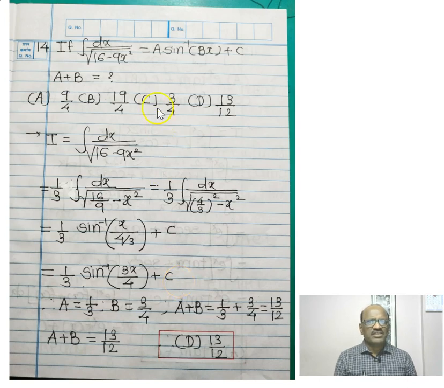And after comparing, you are getting sine inverse of bx, and the coefficient a is here. That is, a is equal to 1 by 3 and b is 3 by 4. And their sum, a plus b, is equal to 1 by 3 plus 3 by 4. Make the cross multiplication, then you will get 4 plus 9, that is 13 by 12. So a plus b is equal to 13 by 12, and hence option D is the correct one.